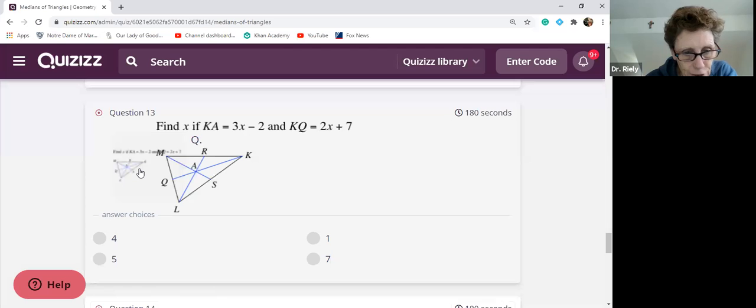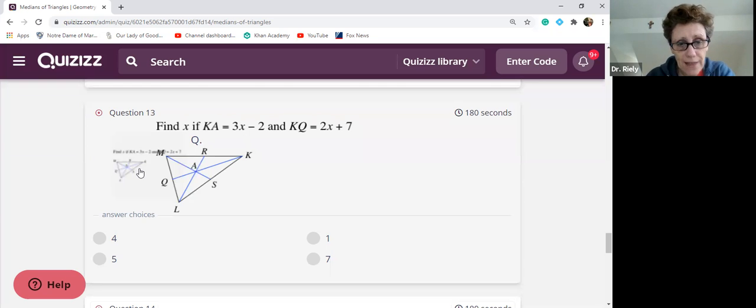And KQ is the entire length. So just like we did before, take 2/3 of 2x plus 7. So my equation that I just wrote down is this. Write this down someplace. 3x minus 2 equals 2/3 (2x plus 7).